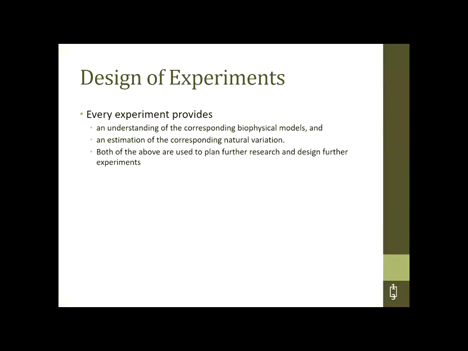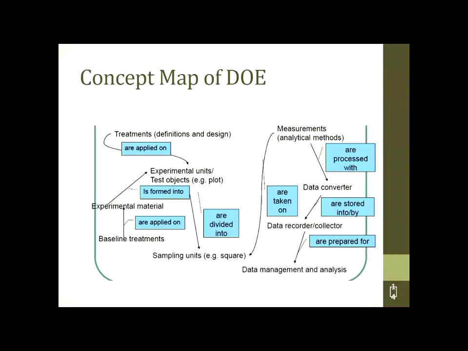And with both of these things, the models we're developing and our understanding of variability, we can use that to design future research. Right? So here's a concept map of how we design an experiment. Initially we need to think about what our, we'll come in down the bottom here.